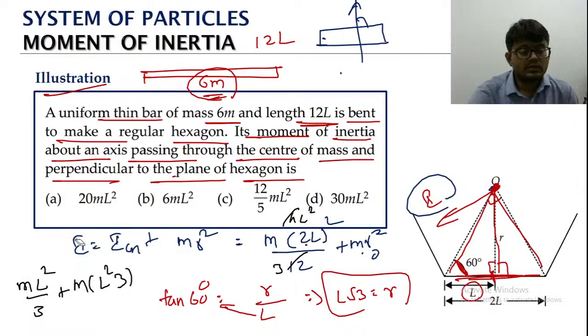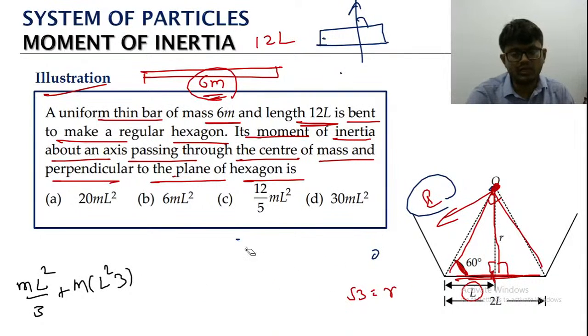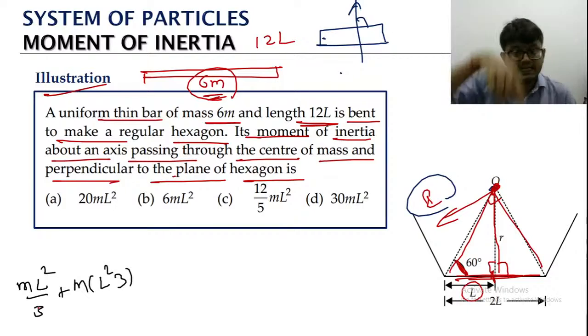So check it, guys. This is the moment of inertia of the rod 1. All this we are discussing only for one rod. Finally what we are going to do? We have to multiply by 6. Why? Because there are 6 such identical sides.